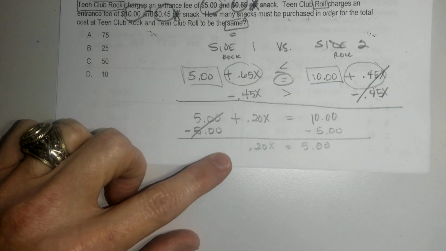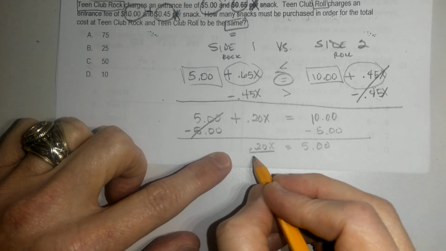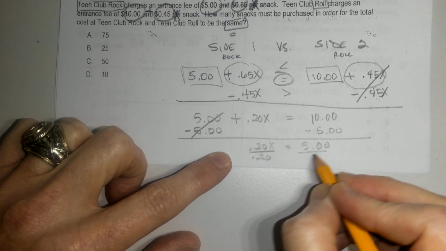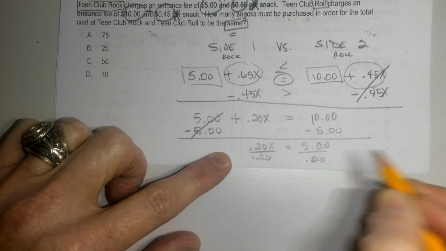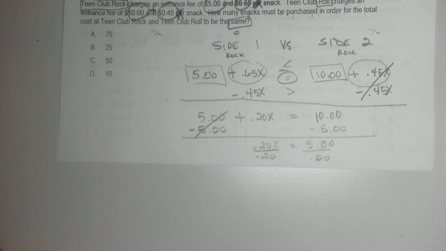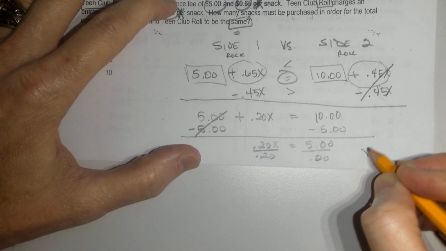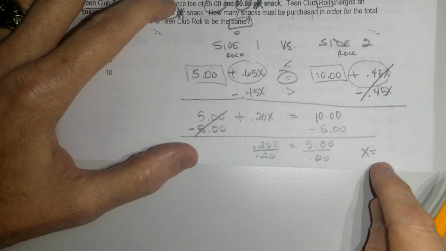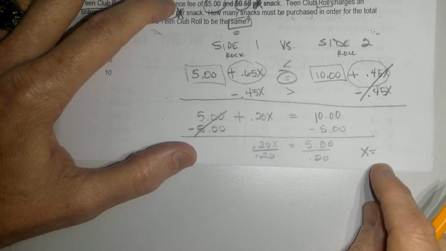They're being multiplied right now, so we're going to divide both sides by 20 cents. Okay? So the question is, in your calculator, because you do not have permission not to use your calculator, you're going to take $5 and divide it by 20 cents. And that's going to give you a solution for what we think x is.